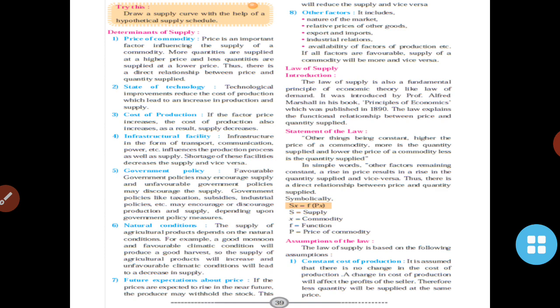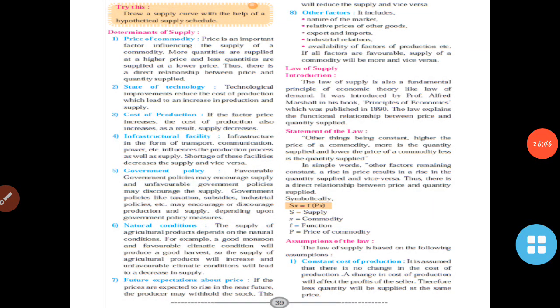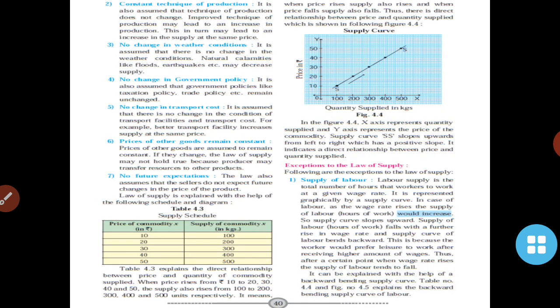Now, assumptions of the law. The law of supply is based on the following assumptions. Now, what are the assumptions we can see here? First, it is assumed that there is no change in the cost of production. A change in the cost of production will affect the profits of the seller. Therefore, less quantity will be supplied at the same price. Second is constant technique of production.